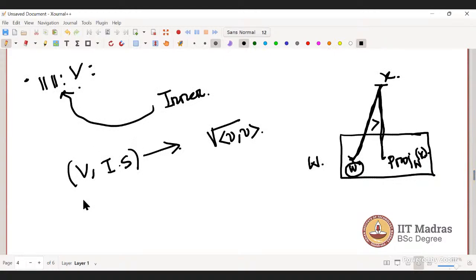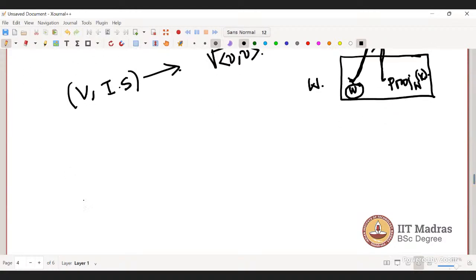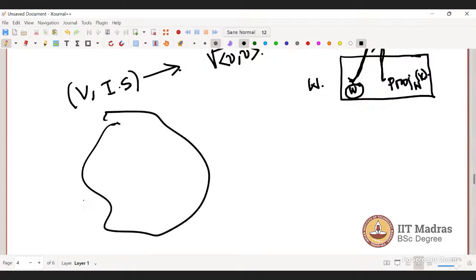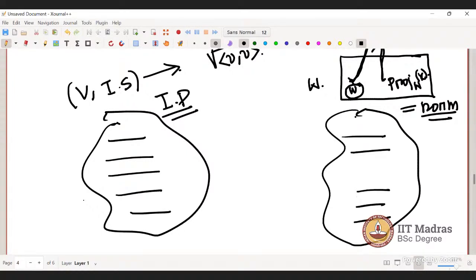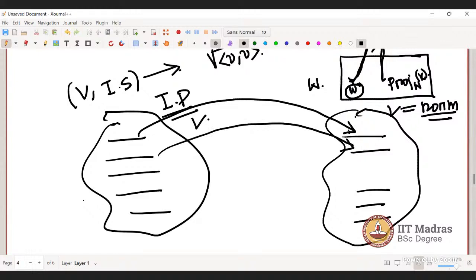The thing is, you have a bunch of inner products, and a lot of norms on the same vector space. This is your inner product, and this is your norm. Using an inner product, I can get a norm. This is how you define it.